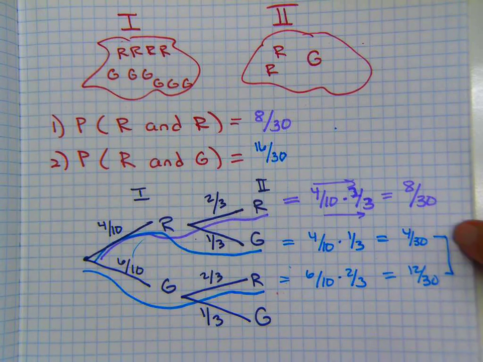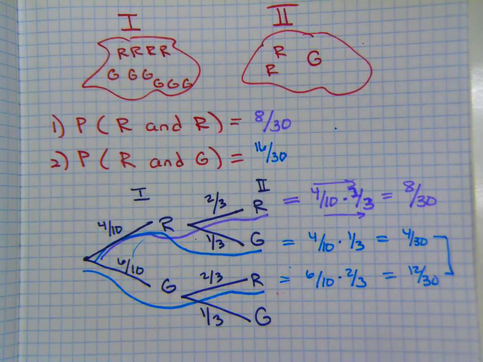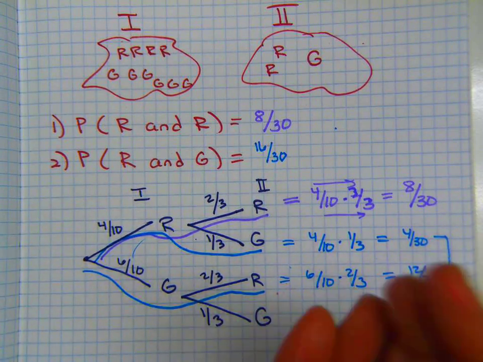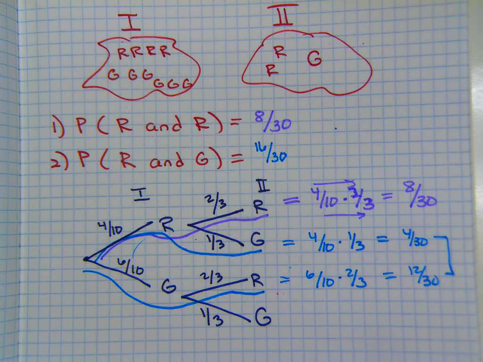If you put 4 out of 30, that's fine. Just understand that you're talking about one specific way. If you're talking about whether red and green and red could be mixed, then you need to consider adding those together. All right, and there's your example of a tree diagram.